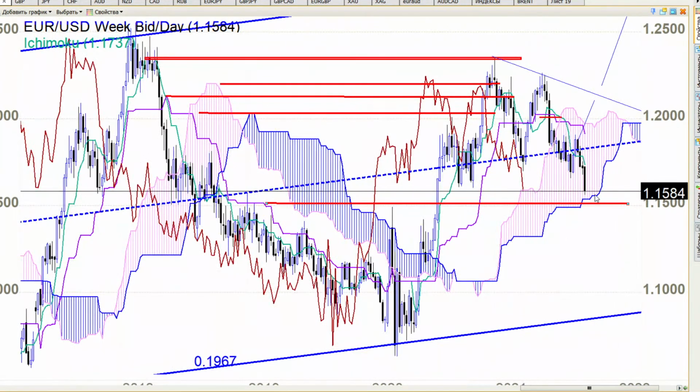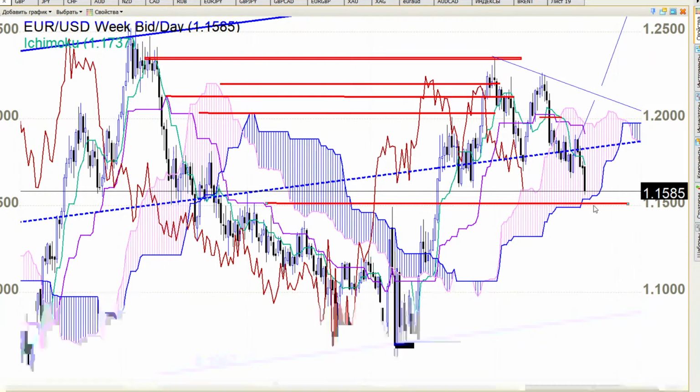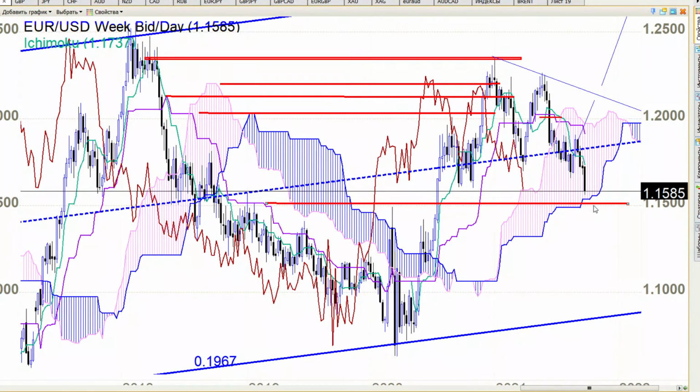The current price is really close to the level of support on the Ichimoku cloud, and this gives us an opportunity to understand that today, maybe tomorrow, maybe in the beginning of next week, we can see a rebound from this area. So we are not allowed to buy euro dollar right now.